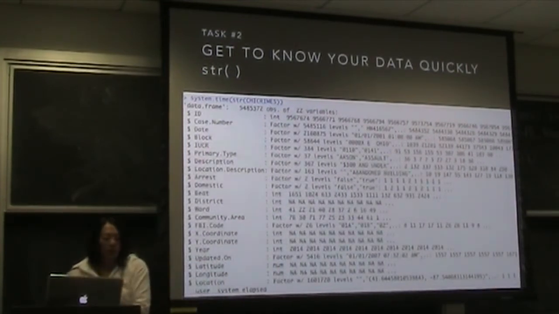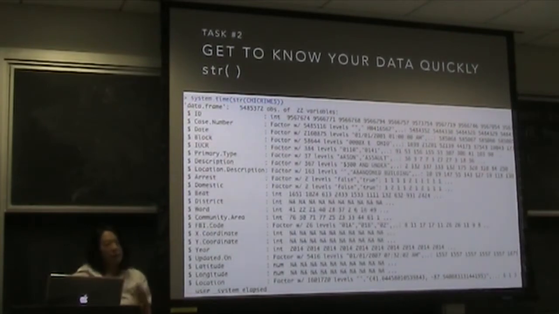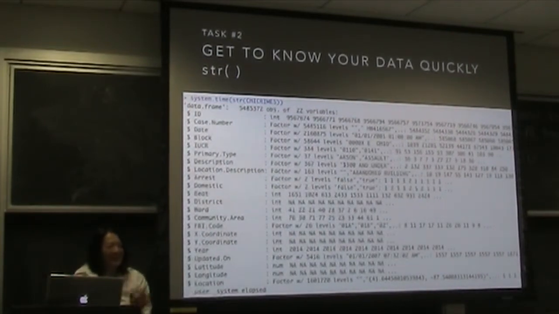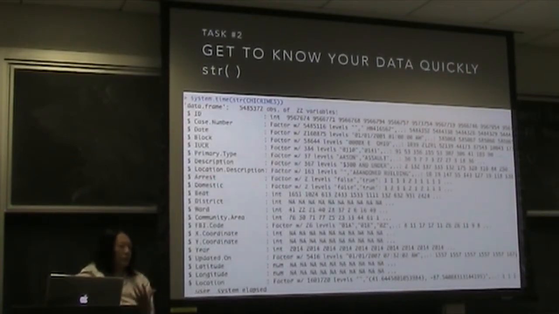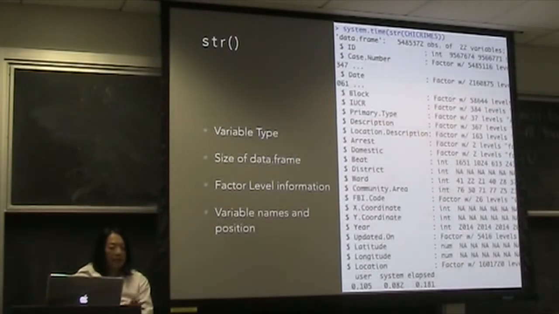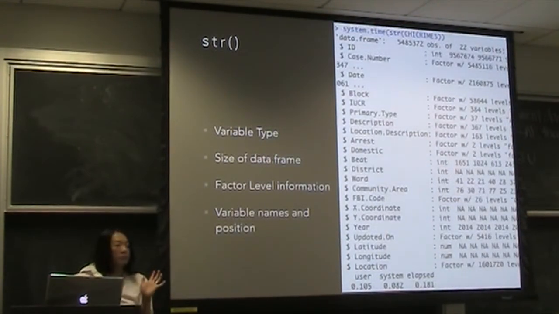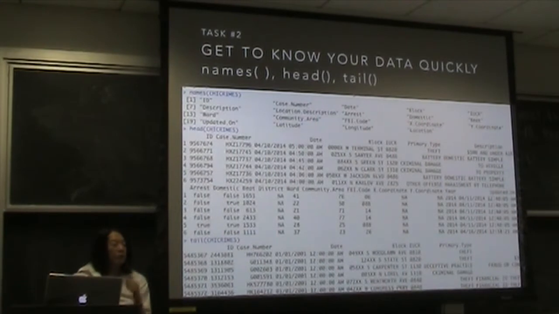And that's all I'm trying to do with task number 2. You've got to get to know the data quickly. Like by the end of that, well, say by midnight Friday, I would like, ideally, you should have a sense of what's in there and start to build a story. Like, what could we do with this data? Okay, structure: variable type, size, the data frame, factor level information, variable names, and position. Get to know your data quickly.